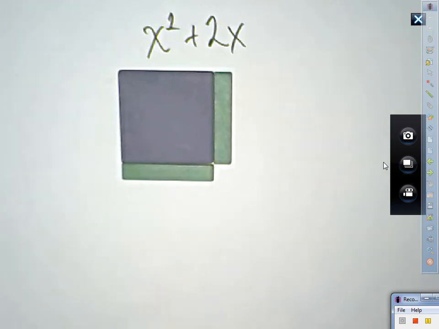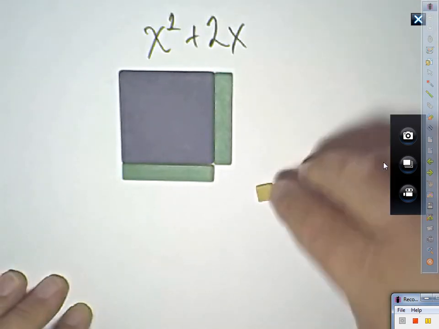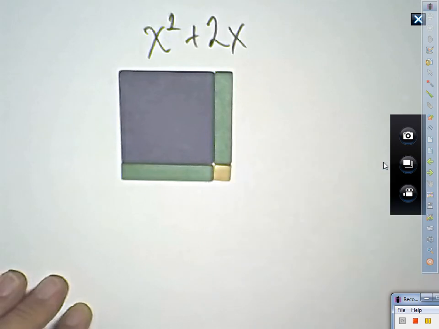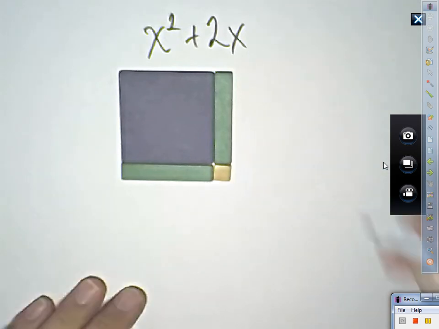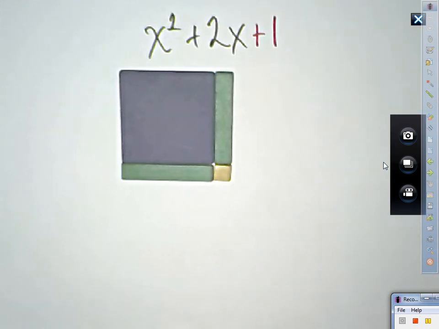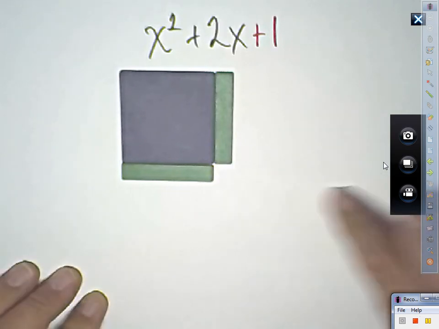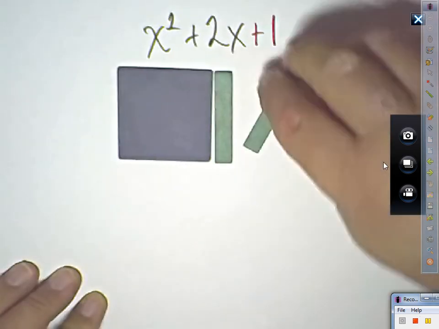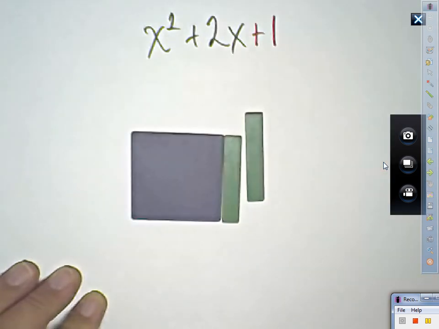What is it missing? A 1. So if I bring this yellow one right there, then now it's complete. It looks like a square. So what did I add? I added 1. What I just did is called completing the square. I'm using the area model for right now. Alright, let me put this out of the way. Scoop this down. Let me add some more stuff.